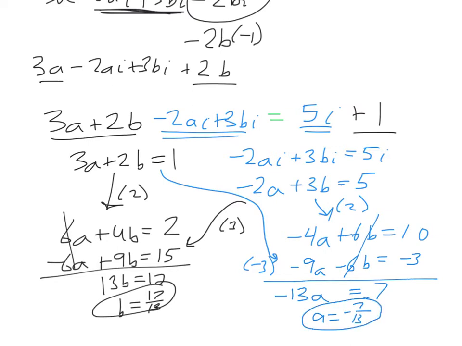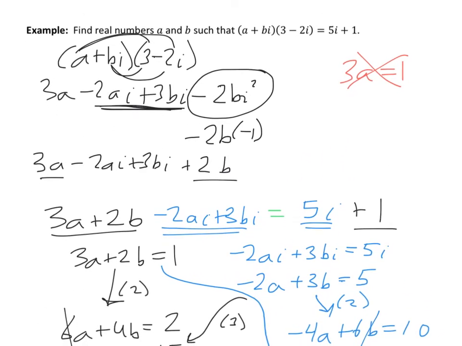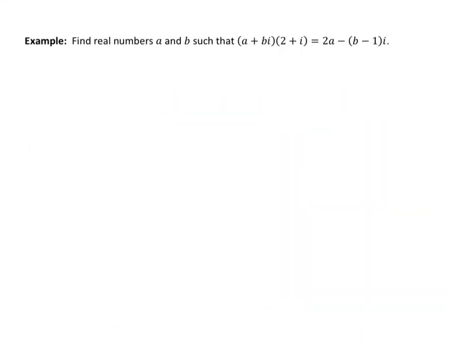Okay, and so what we did here is we solved this, right? We found the values of a and b that made that equation true. Okay, we're going to take that on and practice it in one more place. This problem is really, really similar to the last one. I'm just asking you to find the real numbers a and b such that this equation is true. Please pause the video, expand the left side, and then set the real and imaginary parts equal so that you can solve.